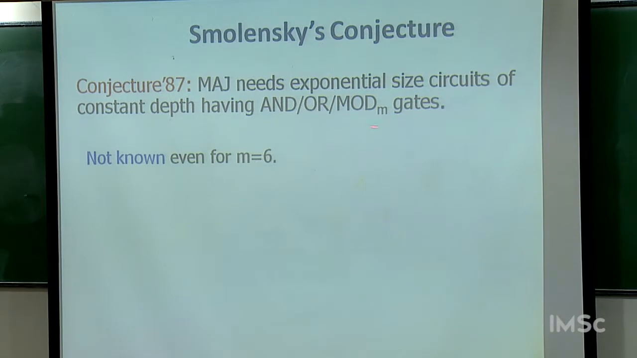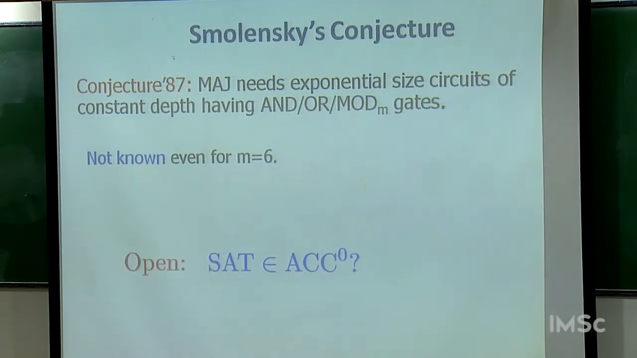This conjecture is made for any arbitrary constant m, and it seems we are far from resolving it one way or the other. It's not even known to hold for m equals 6, not even for depth 3. In particular, forget about majority, we can't even show whether an NP-complete problem like SAT can be computed by such circuits. ACC0 is the class of functions computable efficiently by such circuits.